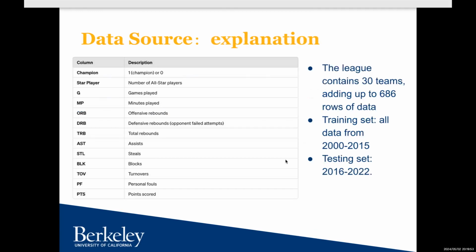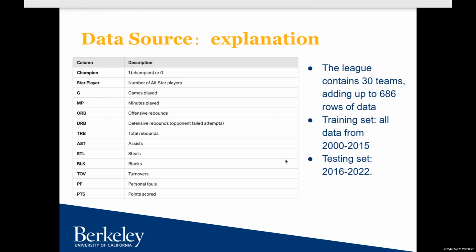Here are the columns in our dataset. For each season, the league contains 30 teams, adding up to 686 rows of data points, each with a non-null value for all independent variables. Based on the 70% training set and 30% testing set convention, we set the training set as all data points from 2000 to 2015, and the testing set as all data points from 2016 to 2022.